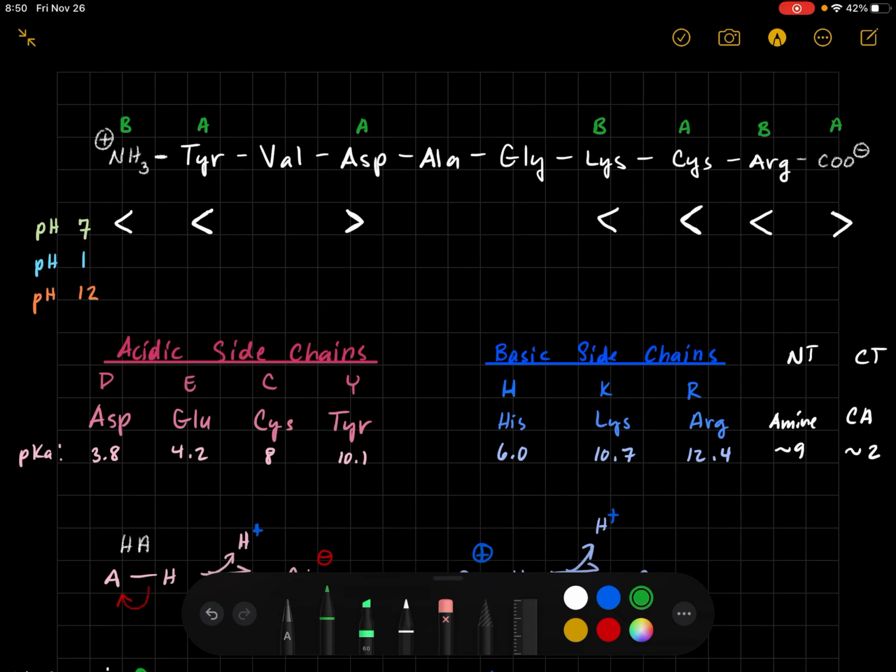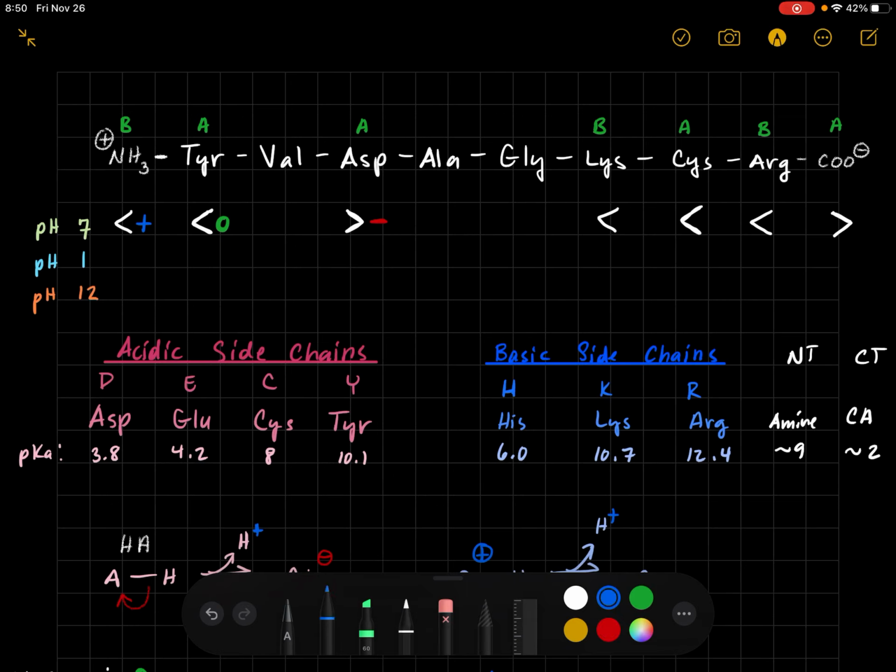For my N-terminal group, the pKa is greater than the pH, and therefore it will be protonated, and therefore it will have a positive charge. For tyrosine, the pKa is greater than the pH, but it is an acidic group. Therefore, it will be protonated and have a neutral charge. So no charge. Aspartate is acidic. Its pKa is less than the pH, and therefore it will be negatively charged at pH 7.